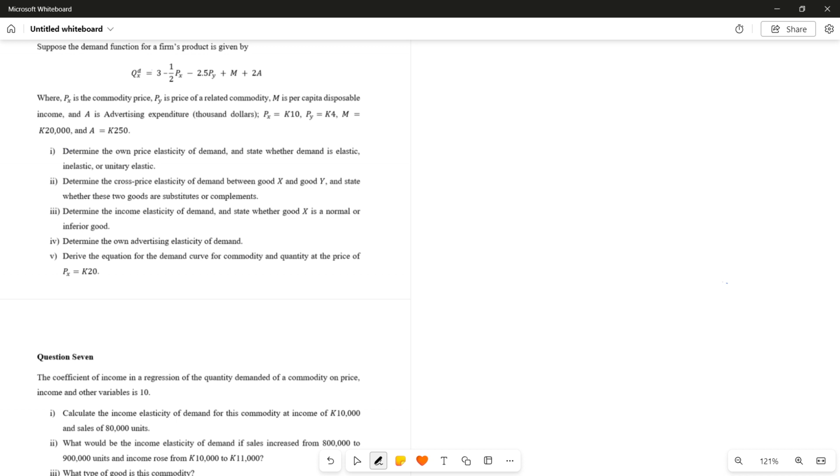With income elasticity, you are just doing the same thing. You are going to differentiate the function with respect to income, then multiply this by the initial amount of income, then divide by Q. The term for income is just M, and if we differentiate that it will just be a 1.